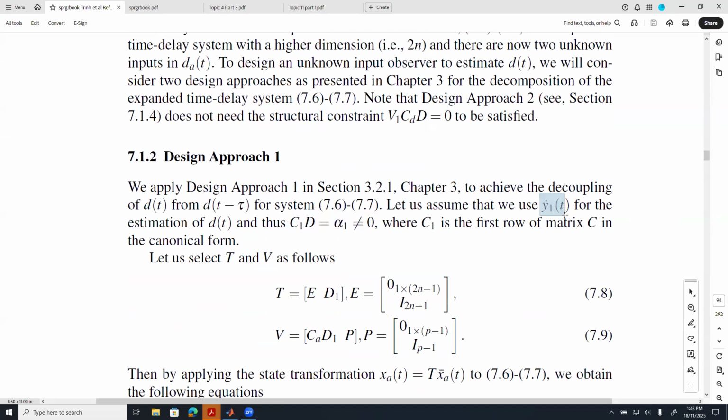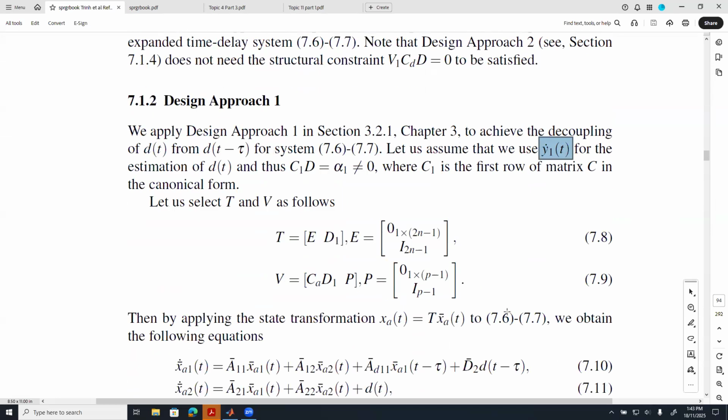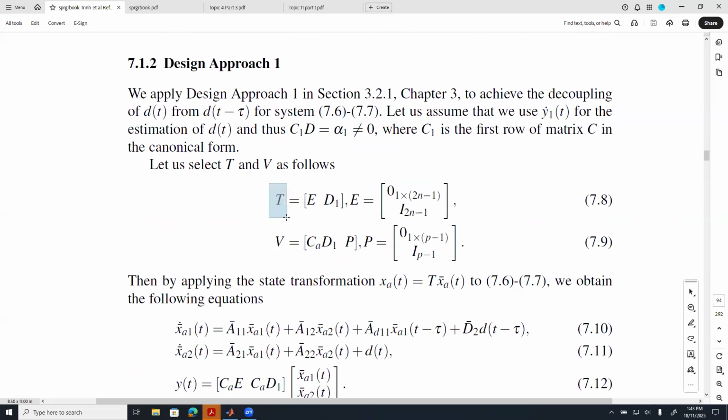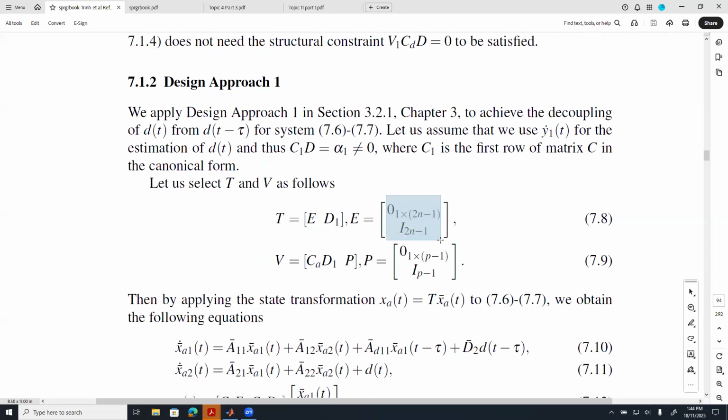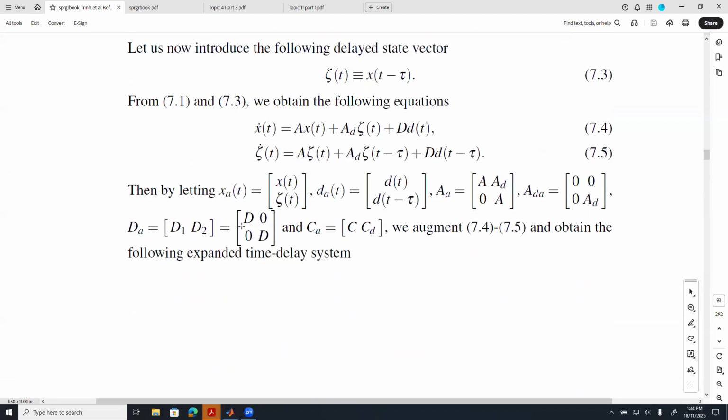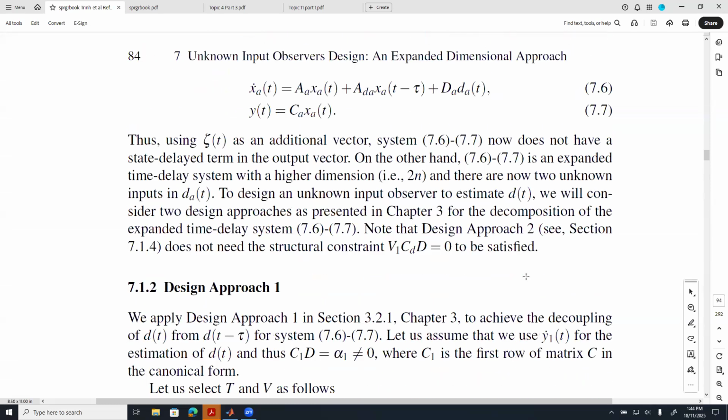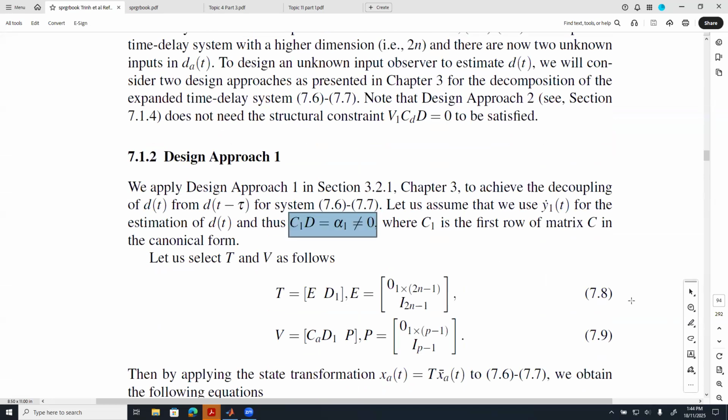If it holds, then we use the first derivative of this output measurement y1(t). In our decomposition, we choose matrix T according to this structure, where E is now of expanded dimension. Remember that we are dealing with an expanded system of dimension 2n. So we pick matrix E according to this structure. Because C is in canonical form, that will ensure that matrix T is invertible. And D1 is this column here, and we can ensure that the first entry of it is non-zero, because we impose the condition that this condition should be satisfied.